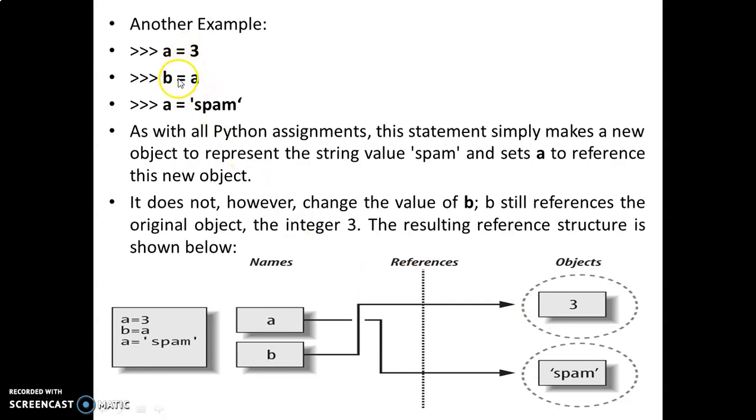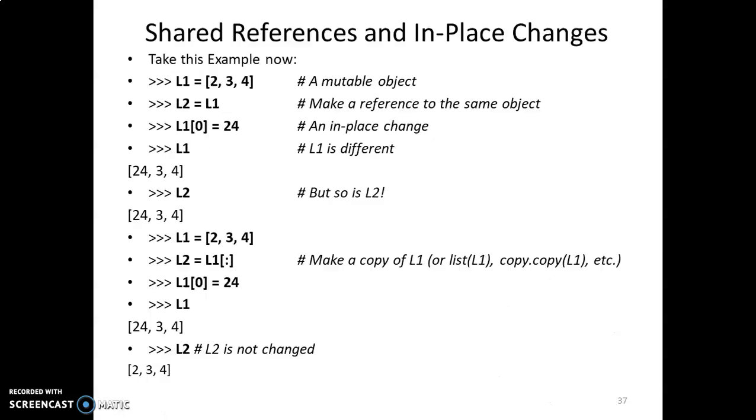Suppose A is 3, B is A, and now A is spam. That means A is no longer pointing to this object 3. So what will happen to B? Well, B will still point to this object, only that A's reference has now moved to spam. It is dissociated from this object 3. And B still references the original object, the integer 3. The resulting reference structure is there in front of you. Very important for you to understand, because it would be there for all your future assignment operations with the various types in Python.